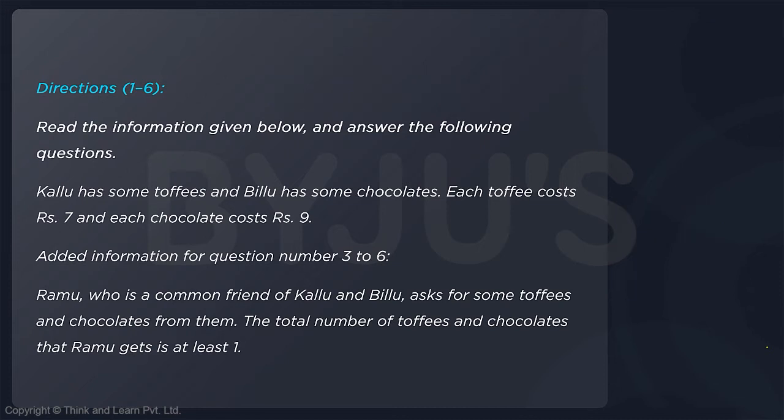So the first question says Kallu is buying toffees and the cost of each toffee is 7, and Billu is buying chocolates and the cost of each chocolate is 9. And there is some additional information given to us for question numbers 3 to 6. What does it say? Ramu is taking some chocolates and some toffees from Billu and Kallu, right? And he gets at least one. So at least one toffee, one chocolate is taken from each one of them.